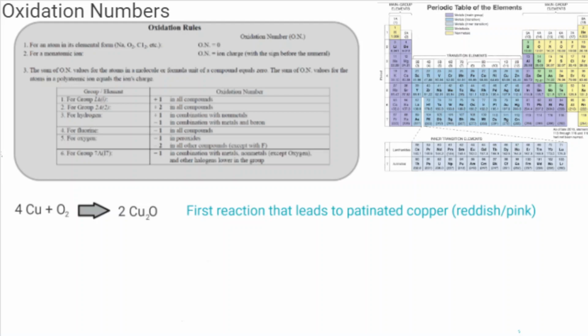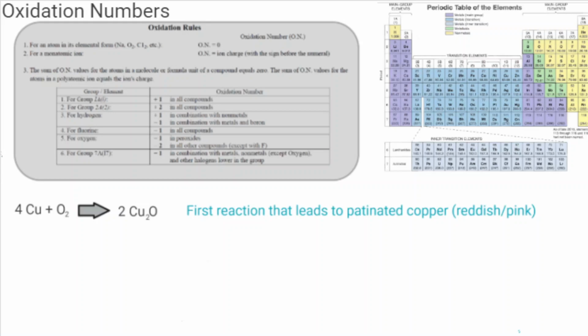Hello there, and I want to do some oxidation assignment examples for you guys. Our first one is an oxidation reaction of copper, which will eventually lead to the patina of copper. In this case, this is the reddish pink form that it forms.